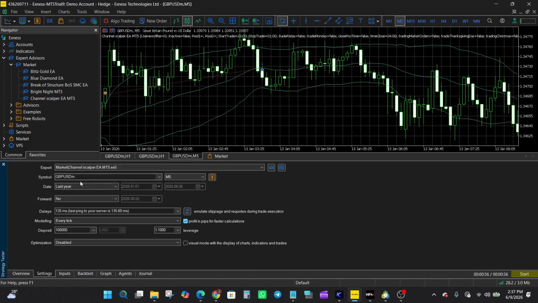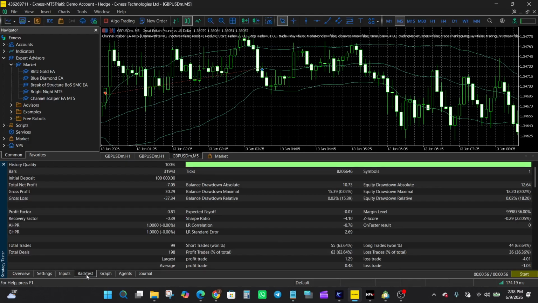So we are testing it on GBP USD on the M5 time frame, and we are testing the EA over the past 5 months from the beginning of 2026 till date, as you can see here. And for the delays, we are using the last ping to the server. We are using the every tick modeling. So let's quickly go to the results.